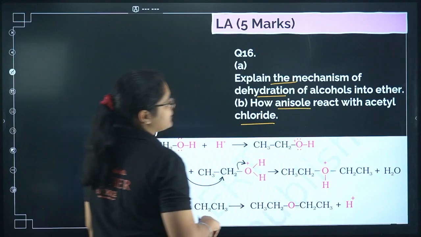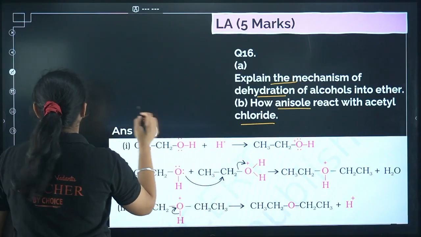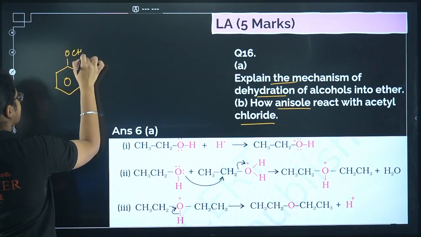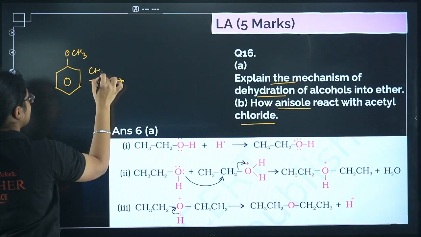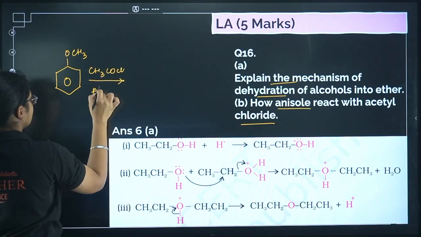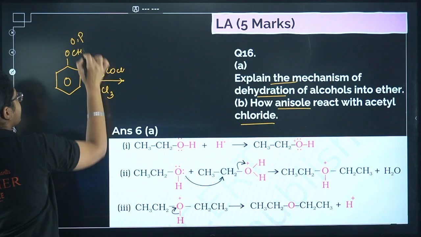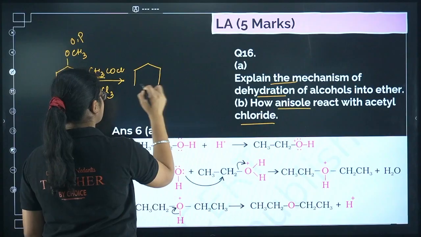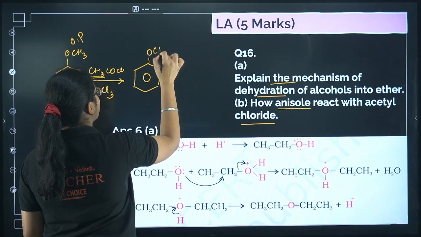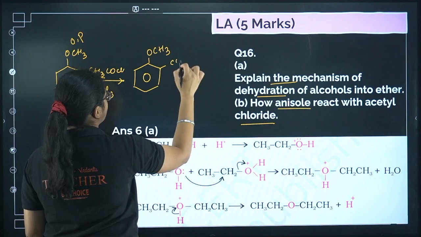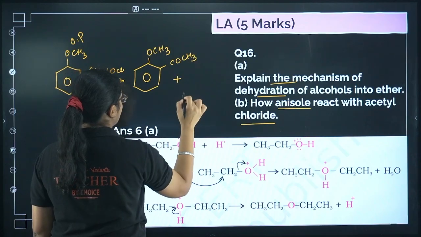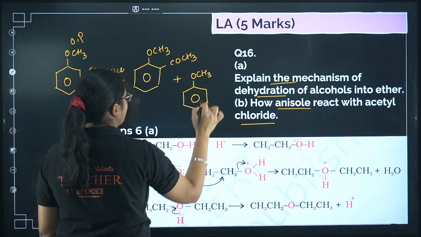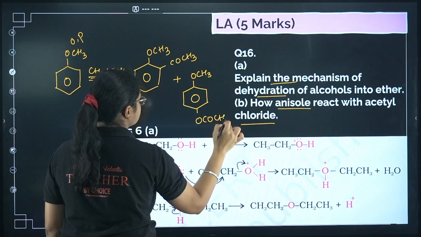Okay. Next one, how anisole reacts with acetyl chloride. Okay. This question, you have anisole and acetyl chloride. Now this is ortho para directing. So what will happen? Acylation will take place at ortho and para positions. So what you will get here? You will get OCH3 and COCH3 here. That is one product, and then at the para position you have OCH3 and COCH3.